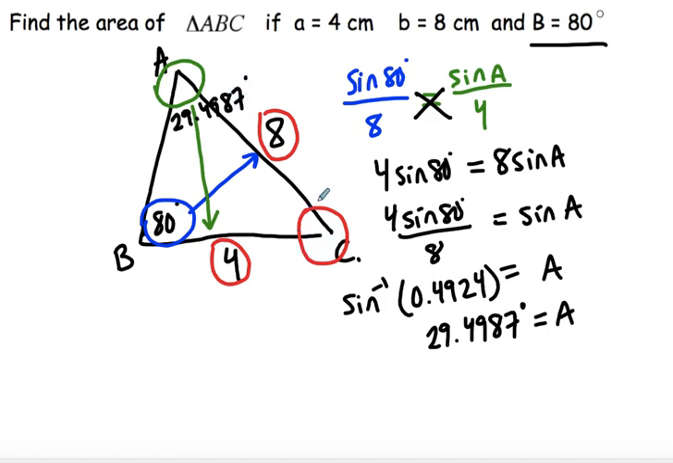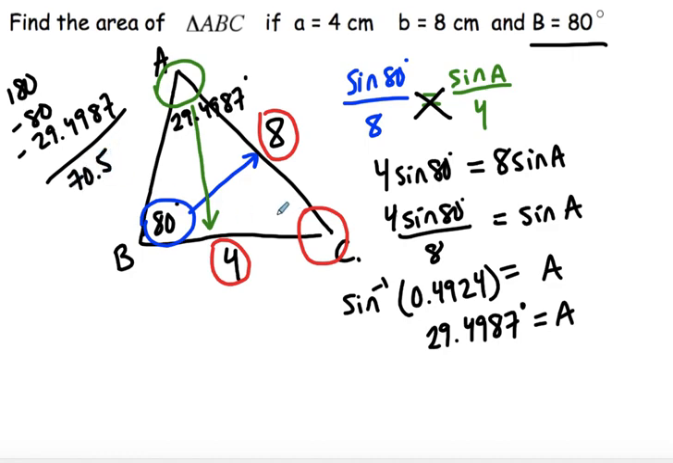But again, we need angle C because C is between these two sides if we're going to use our new area formula. Well, we know all the angles in a triangle add up to 180. So if I do 180 minus 80 minus 29.4987, I will get 70.5. So angle C is 70.5 degrees. Okay, so now I can use my area formula.